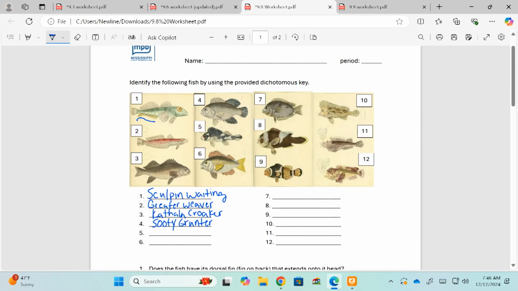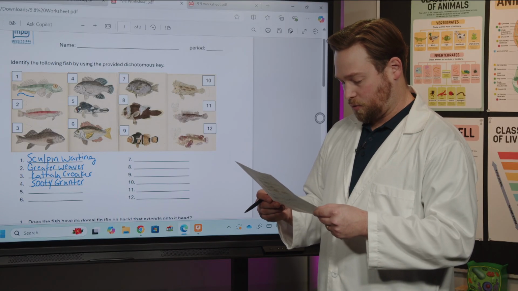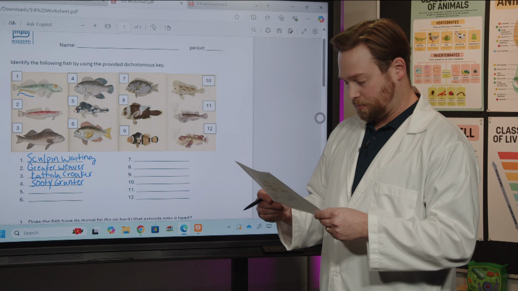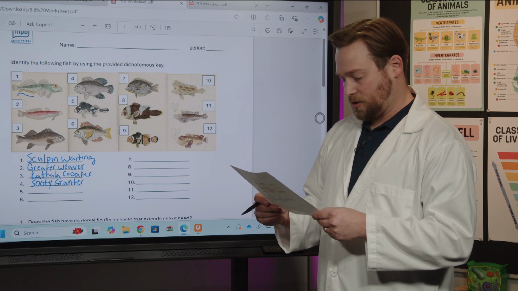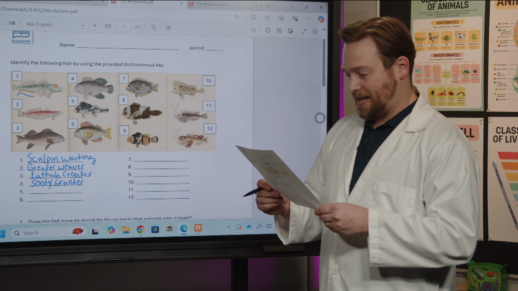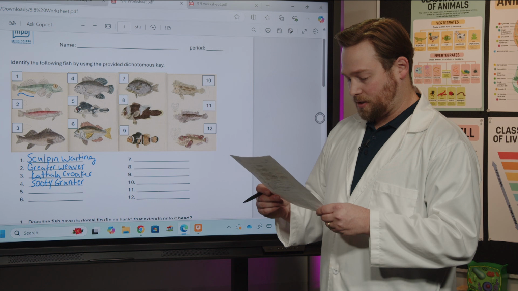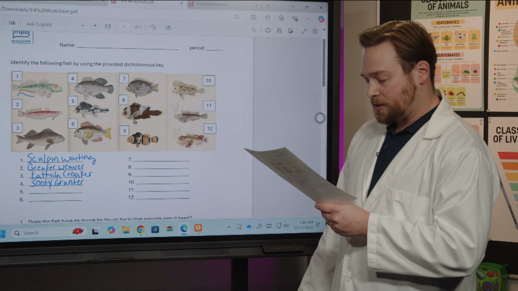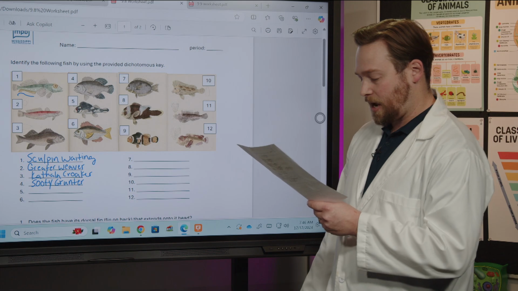So 5. Looking at this fish right here, it says, does the fish have its dorsal fin that goes onto its head? No, so we'll go to 2. Does the fish have yellow fins? No. Does the fish have red stripe on its back? No, so we'll go to 4. Does the fish have blue fins? It does look like it has some blue fins, so it tells us to go to 5. It's asking, is it solid gray or does it have gray splotches? And it looks like gray splotches to me, so this is an American tautog.